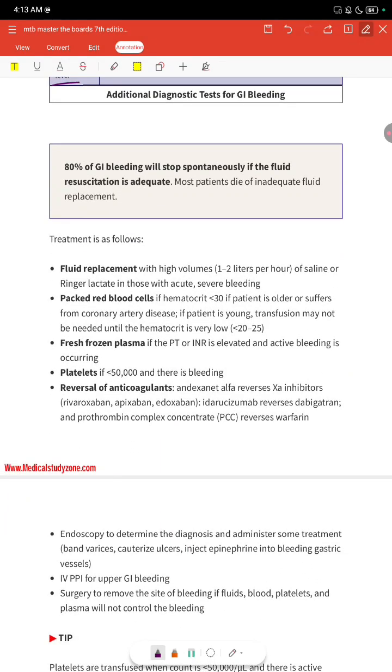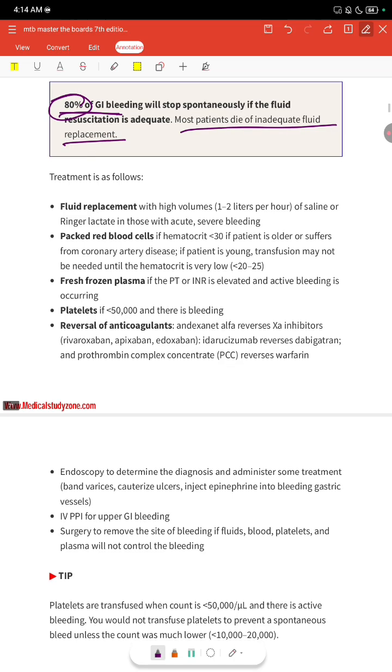80% of GI bleeding will stop spontaneously if the fluid resuscitation is adequate. This is the point. That's why we focus more on the fluid resuscitation than finding out the exact cause of that particular GI bleed. Most patients die of inadequate fluid replacement. This is the problem. And 80% of GI bleeds will stop spontaneously if the fluid resuscitation is adequate.